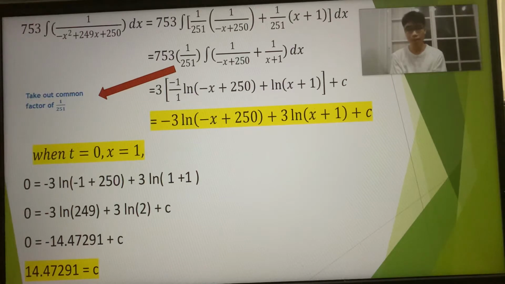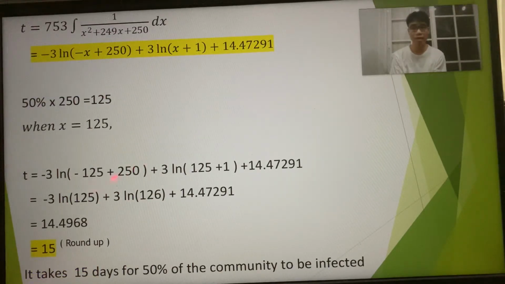After finding the value of constant c, we can now rewrite the equation with the value of c to make the equation complete. Then we can find the number of days later. The question is asking for the number of days for 50% of the community to be infected by this virus. The community has 250 people, so 50% will be 250 times 50% equals 125.